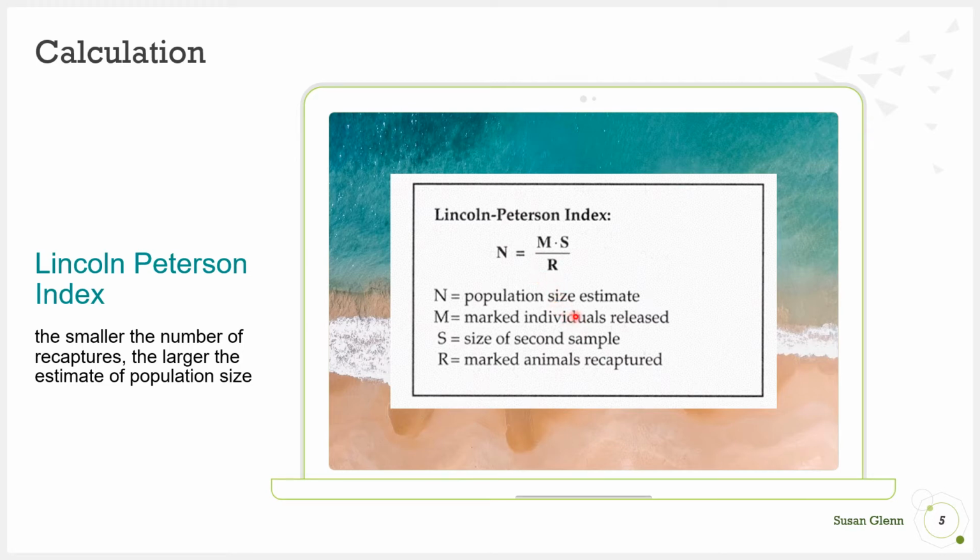So the smaller the number of ones with your mark in the second sample means the bigger your population estimate is going to be. So the smaller this R is, marked animals recaptured, the larger your population size estimate is going to be. So if you don't see any of them again, or very few of them again, that means that this number is going to be much larger.